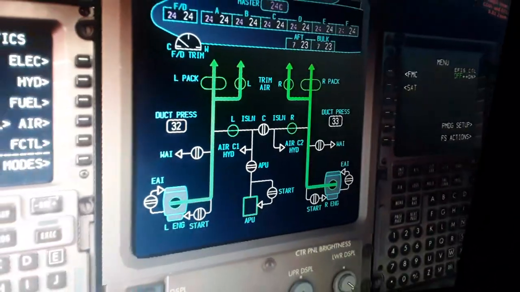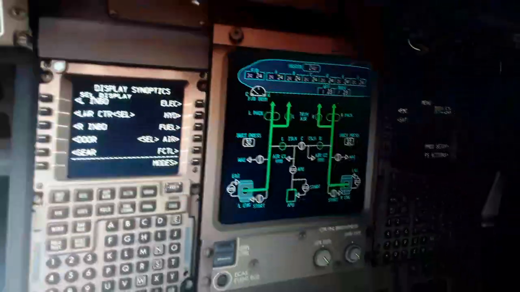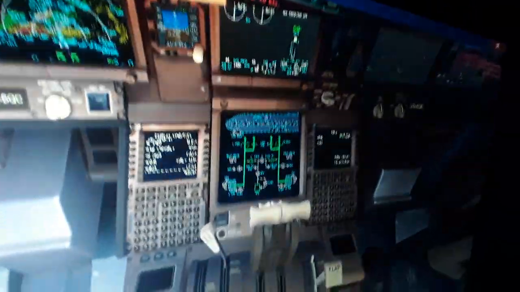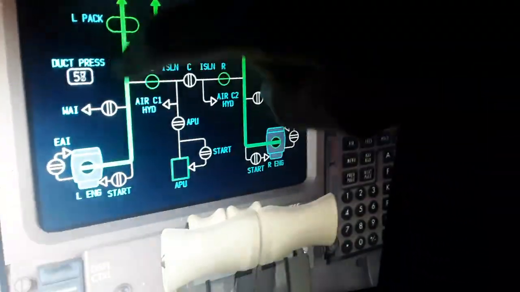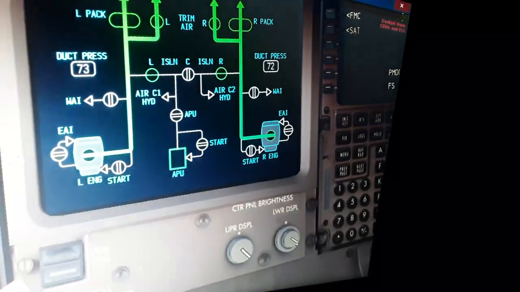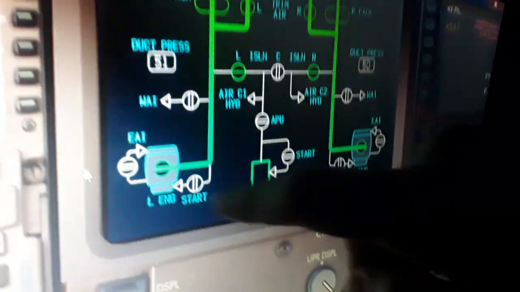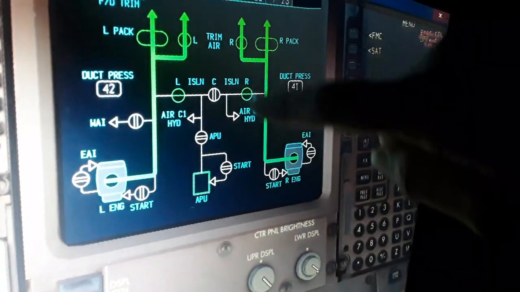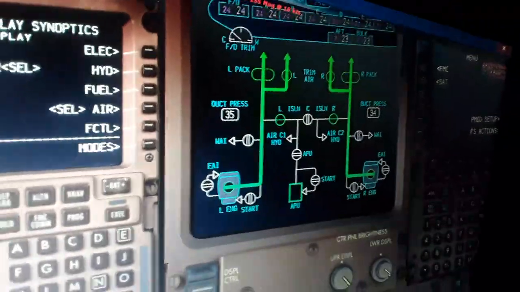Pressurization. With an engine there is air conditioning and cabin pressurization. So if I increase the thrust level of the engine, you will see the duct pressure here increase. If I decrease the thrust level, you will see the duct pressure decrease. You can see the bleed air from the 5th and the 9th stage of the left and right engine and the APU. So one last step, the flight controls here.